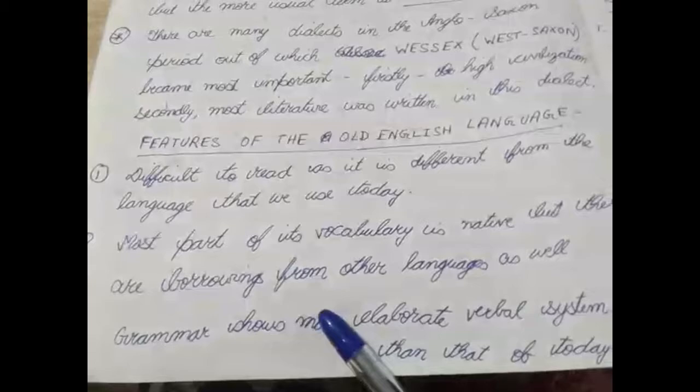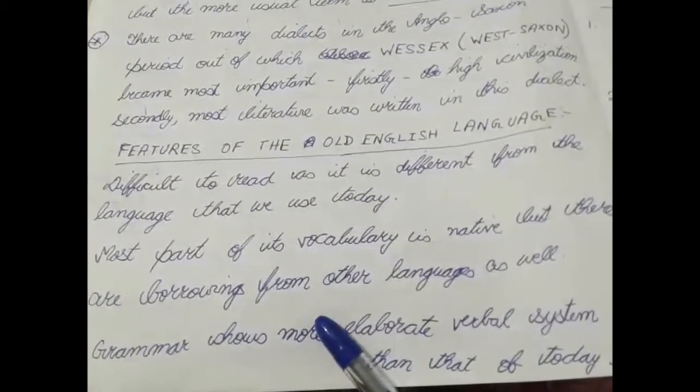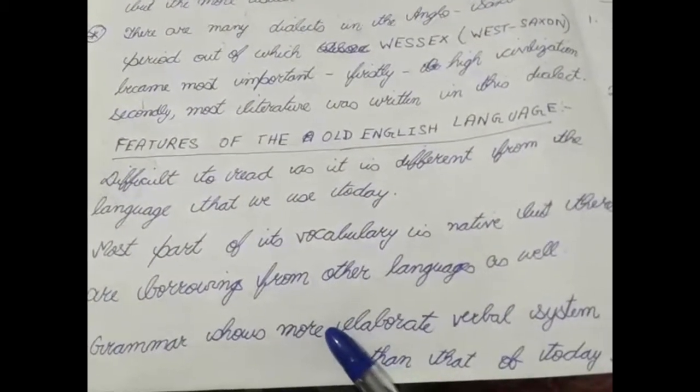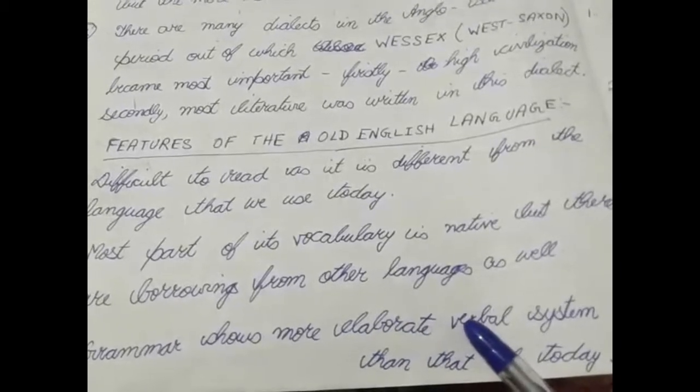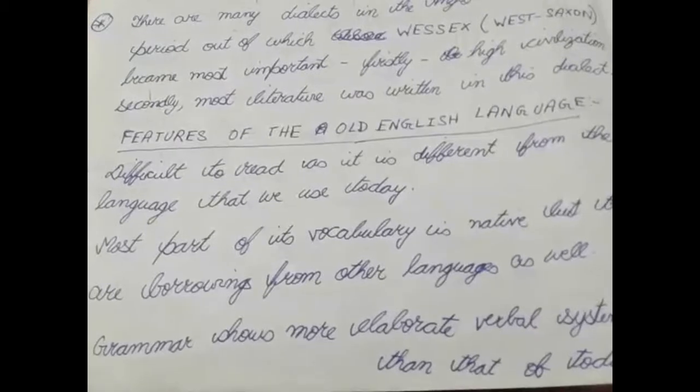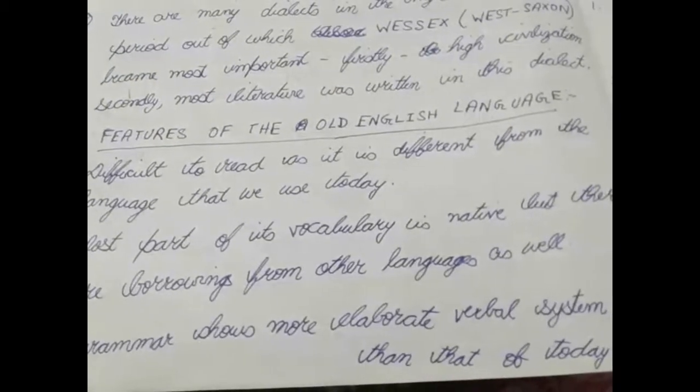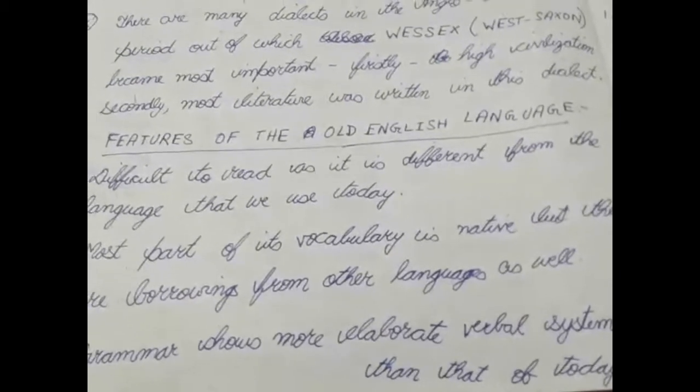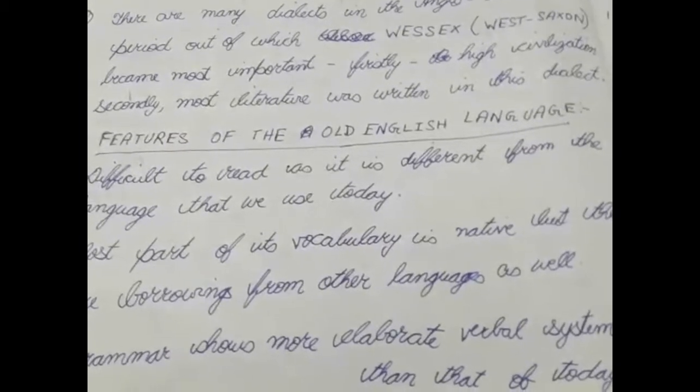Then the third point is that the grammar shows a more elaborate verbal system than that of today. So in the Anglo-Saxon period, the grammar that they used was of a more elaborate system than the grammar that we use today.